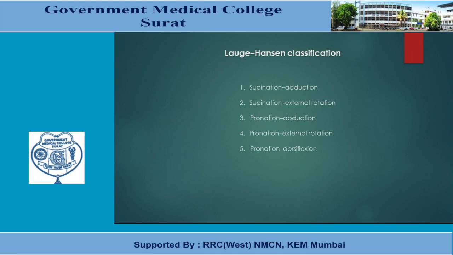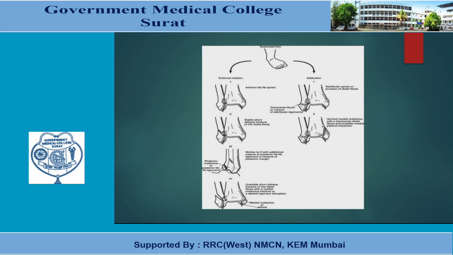So we can see by the chart, the first is a supinated foot. If there is a supinated foot, there can be an adduction injury or an external rotation injury. First, if there is a supinated foot and adduction injury, there is a transverse fracture of the fibula and the lateral talofibular ligament is ruptured. If the injury is mild, there is only a fibula fracture, but if the injury is severe, then there is a transverse fracture of the fibula and an oblique fracture of the medial malleolus.